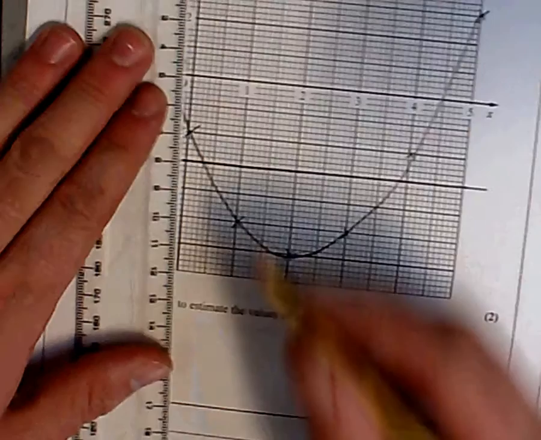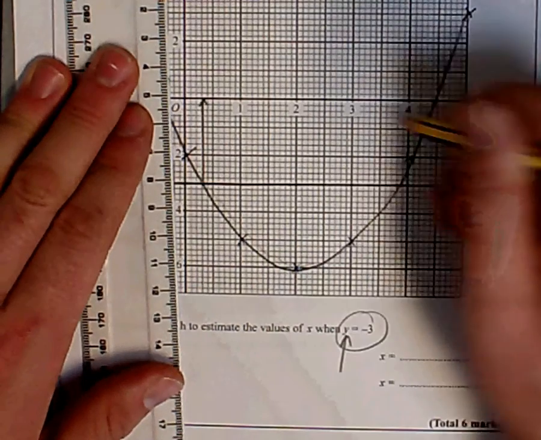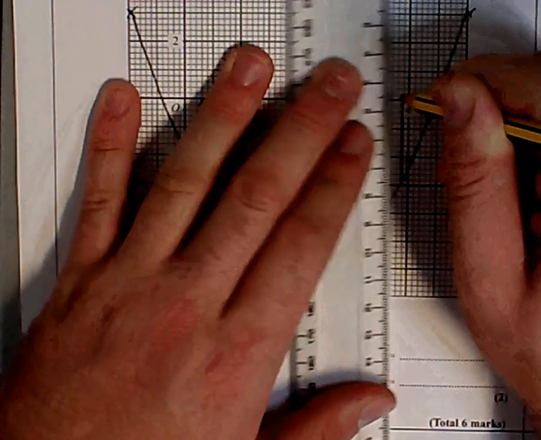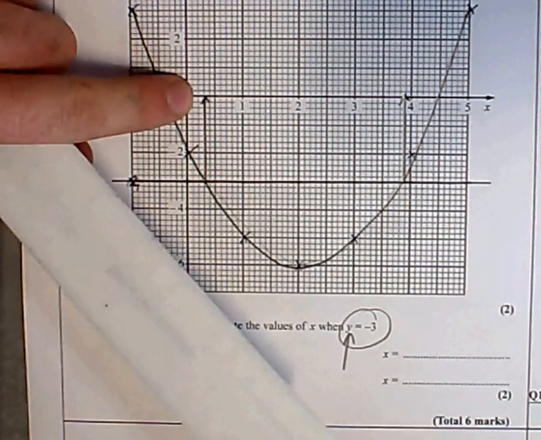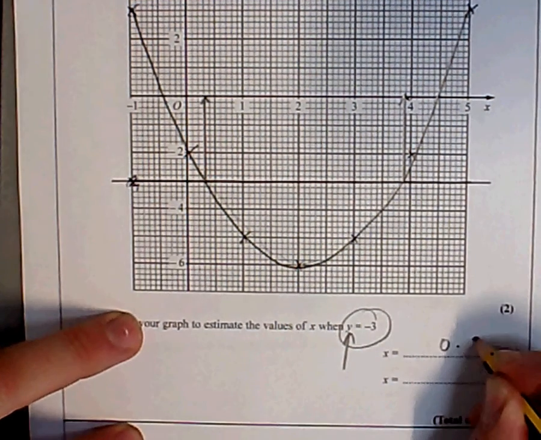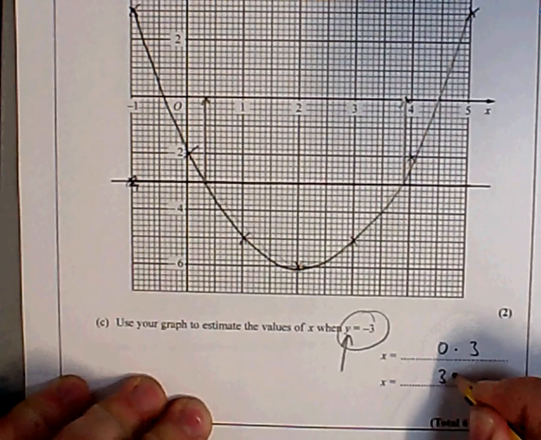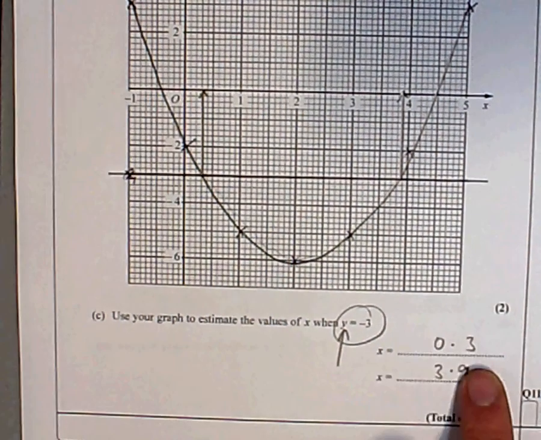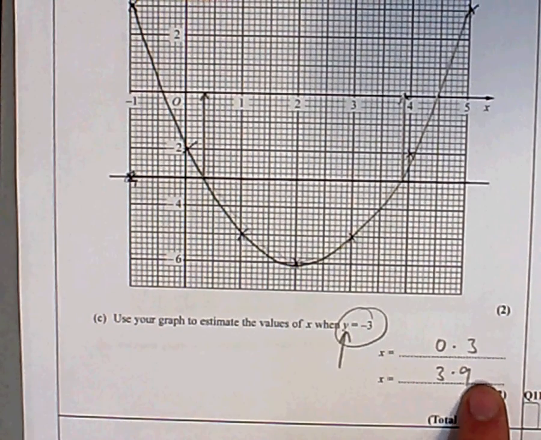What you do when you've done that is go down to the x-axis where you intersect it, and that will tell you the two different values of x. So for this one it looks like 0.3, and this one it looks like 3.9. Because of the nature of the way you draw the quadratic, it could vary in terms of your accuracy. There will be maybe 1 decimal or 2 decimal places error allowed for these two answers.